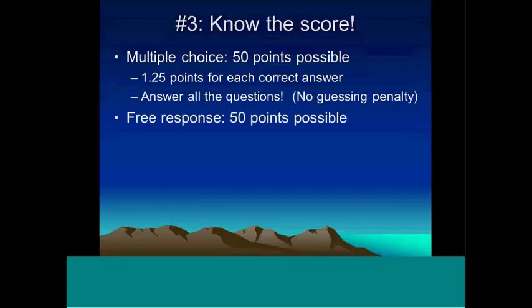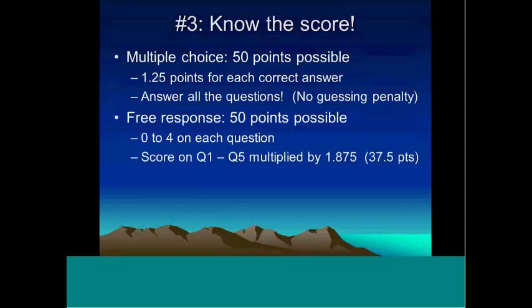The free response is also worth 50 points, but it's divided up in an interesting way. Each question is scored holistically on a 0 to 4 scale, with 4 being a complete response. On questions 1 through 5, your total possible points on the 4-point scale is 20. You multiply your total by 1.875, and that gives you a score out of 37.5. For question 6, your score from 0 to 4 is multiplied by 3.125.